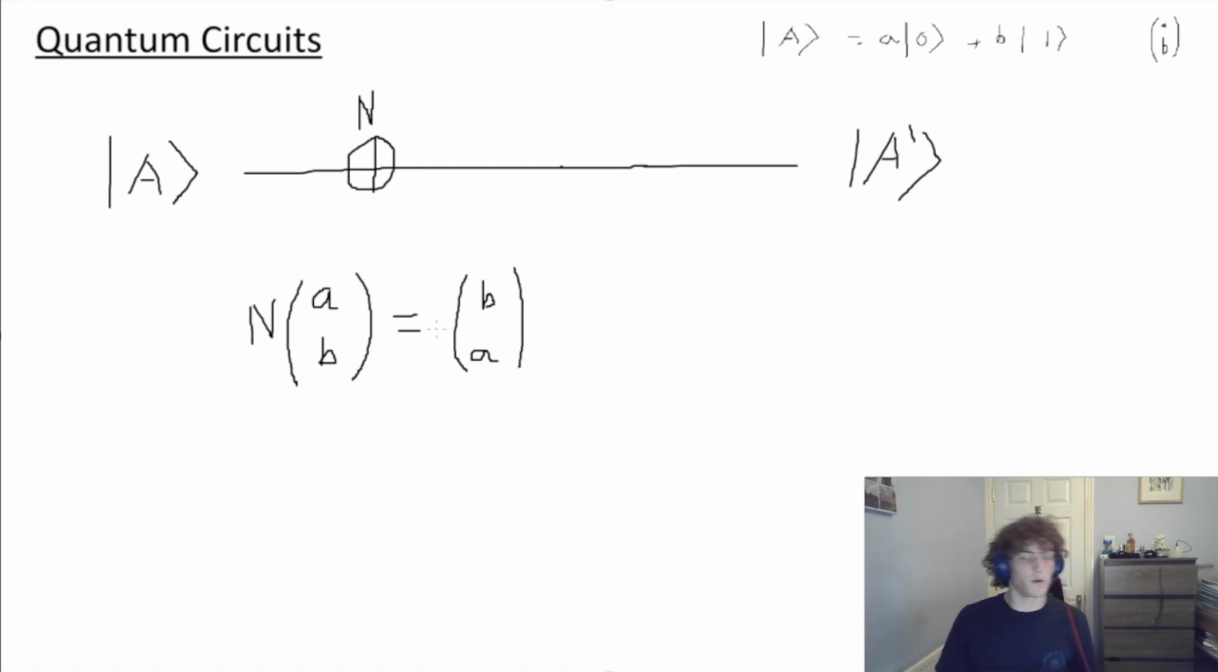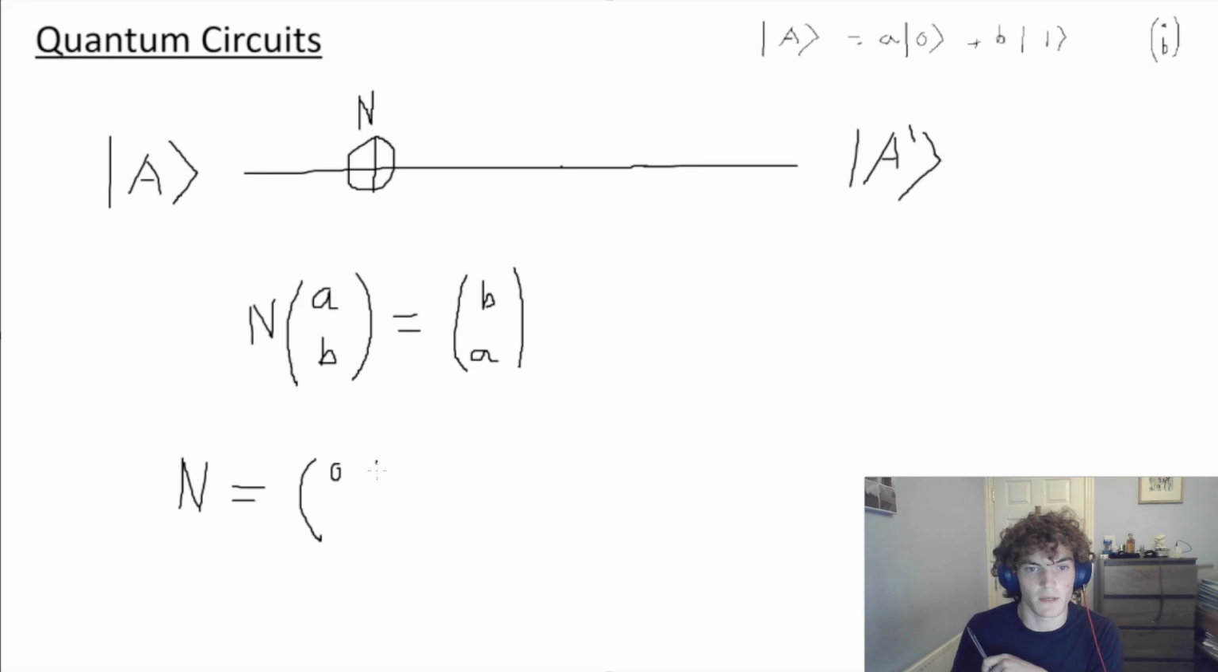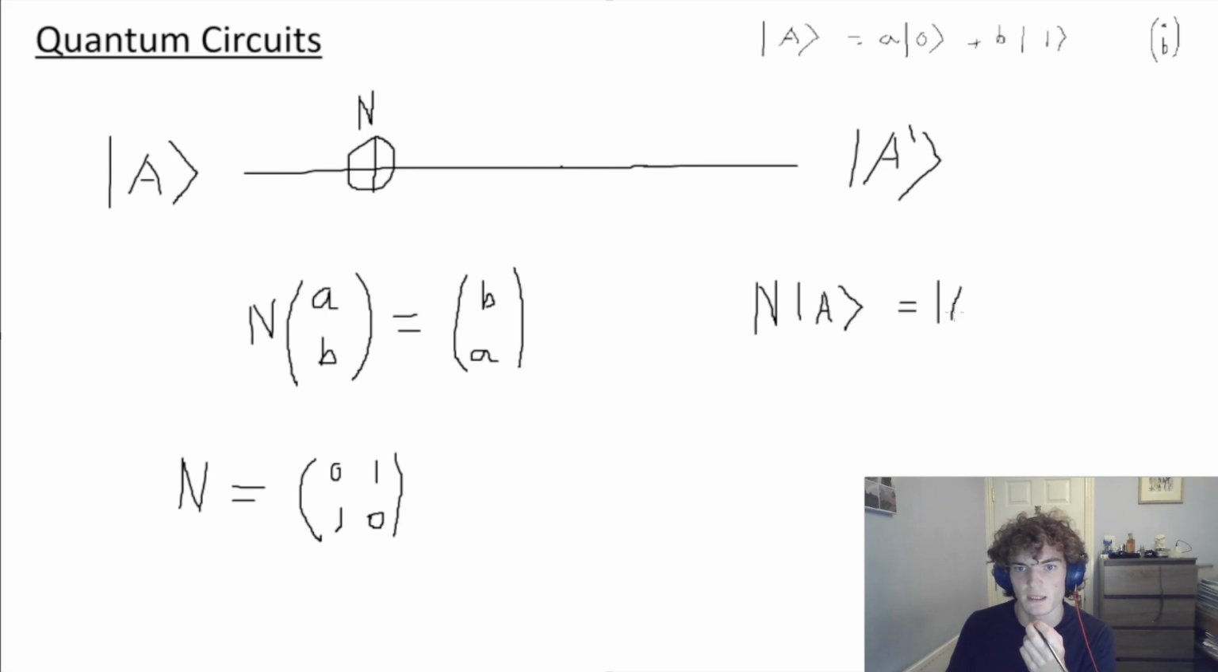How do we determine N? Well, there are many ways of doing it. Those of you with backgrounds in linear algebra would understand how to do this. I'm going to skip over it because it's not really within the scope of the video. The idea is that N is going to be equal to 0, 1, 1, 0. So we've now represented our operation, our quantum gate, as a matrix. And so whenever we want to apply this quantum gate to some qubit A, we just multiply N by the state of A. In notation, this would be written like this: N multiplied by the state of A will give us the state of A prime.